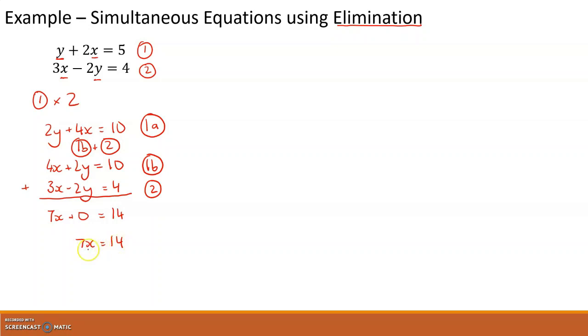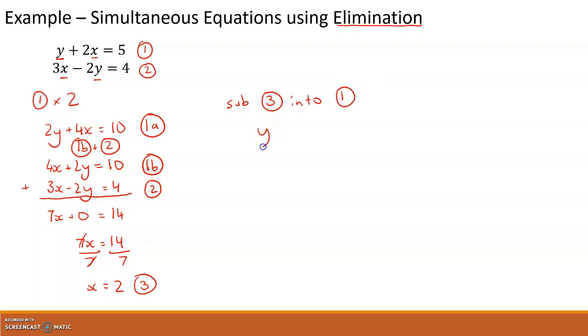Now, I can divide both sides here by 7 in order to get x on its own. And what I'm left with is x equals 2. So that's how we can get an answer for one of our variables using the elimination method. And now that I've got x is equal to 2, let's call that equation 3, and then we can simply use our substitution method from there to find out what y is equal to. So x is equal to 2. Let's substitute that fact into equation 1, because it's just a little bit of a simpler equation.